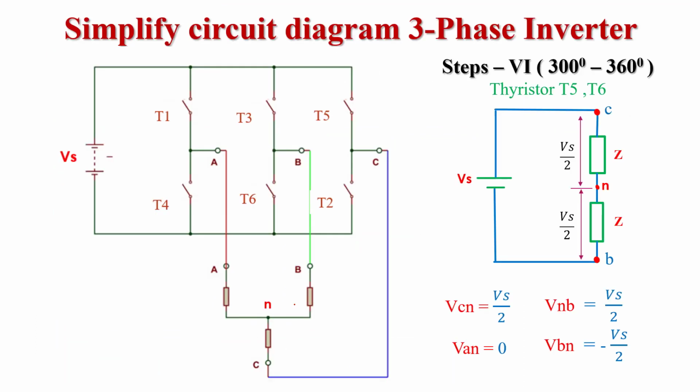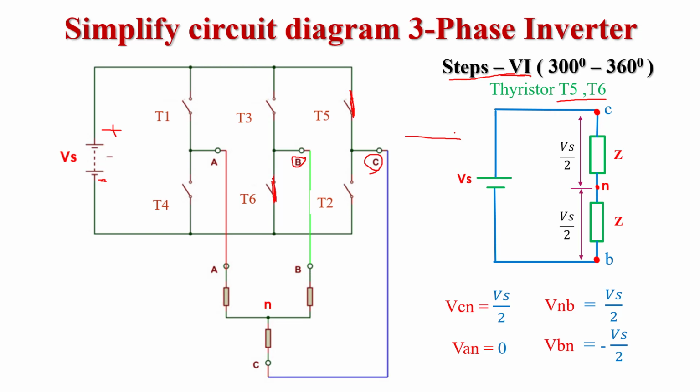Now similarly for step 6 we also calculate the phase voltage. Step 6 varies from 300 degree to 360 degree. Here two thyristors are working, T5 and T6. Here T5 is the positive group thyristor connected from phase C, and T6 is the negative group thyristor connected from phase B. So this time phase B is connected from the negative terminal of supply voltage and phase C is connected from the positive terminal of supply voltage via thyristor T5.